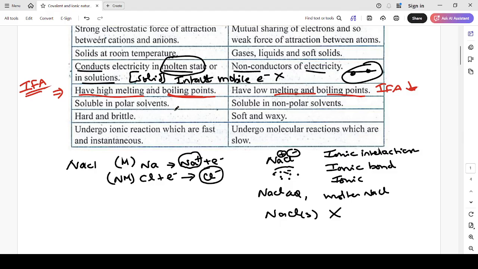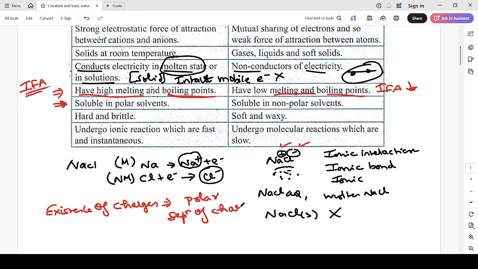The next one is that they are soluble in polar solvents. You can see there is existence of charges here. Existence of charges makes them polar. Polar means separation of charges. Since they are polar, they will dissolve in polar solvents.